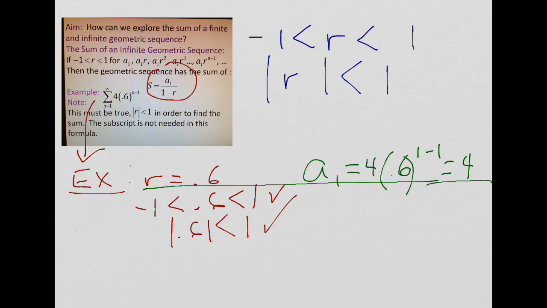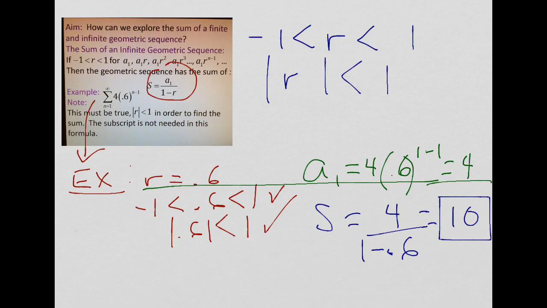Okay, so now the sum, and we don't need a subscript, the whole sum altogether, every single term you can imagine, is going to be 4 over 1 minus r. So it's 4 over 0.4, or pretty much just 10. That's it. Okay, that's supposed to be a 10. It looks a little bit like a 6.